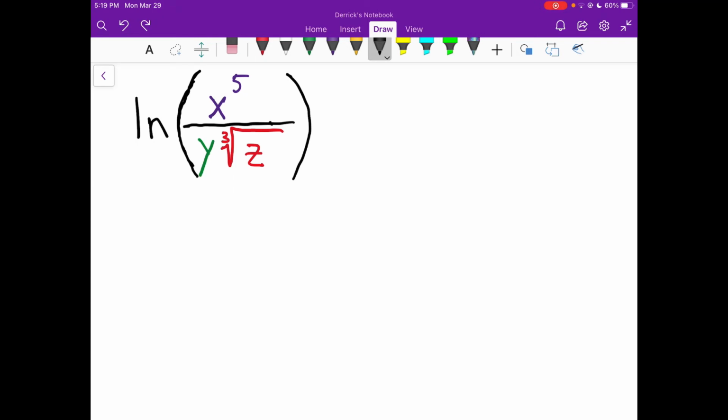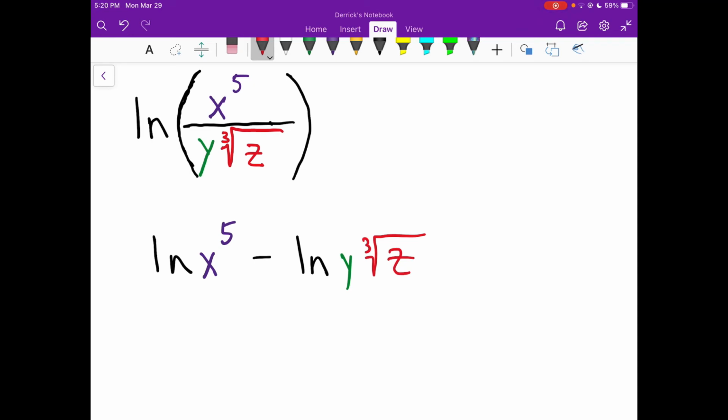I know division changes to subtraction, so I'm going to write a natural log for the x to the 5th, giving it its own separate log, and then, using the subtraction expansion, I'm going to give a separate natural log for the y and third root of z. I'm obviously still not done because I have not yet split up y and z, but y and z were on the same level, the denominator of the fraction, so they would still be together since all I've done is split up with the division, expand using the division.